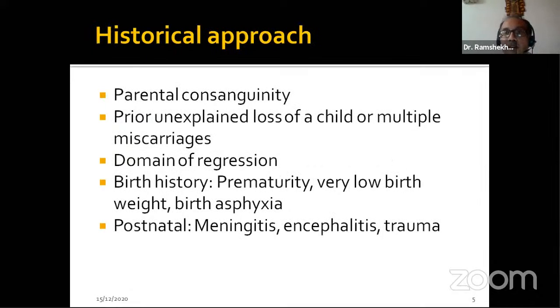So when we start taking the history from a child who presents to your clinic with history of regression of milestones, certain important inquiries which you need to make are parental consanguinity, prior unexplained loss of a child or multiple miscarriages, birth history, postnatal history, whether the child had a recent episode of meningitis, encephalitis, or major head trauma. And then comes the domain of regression.